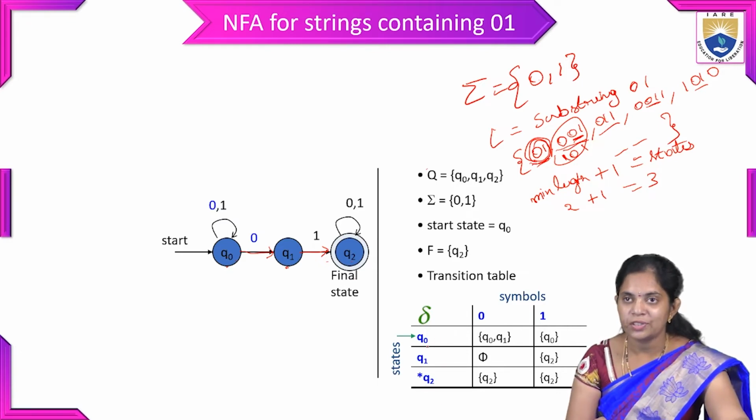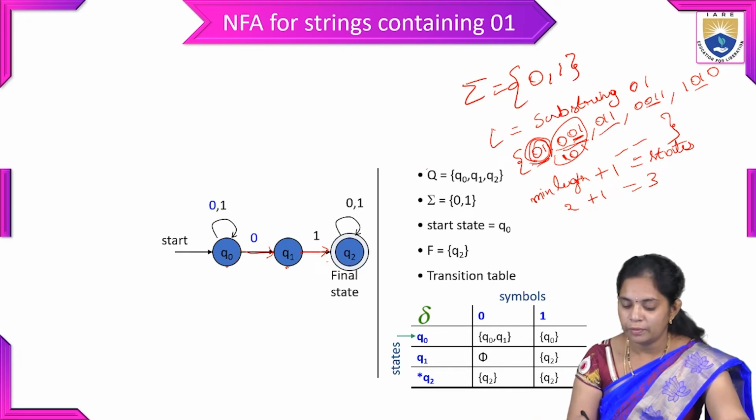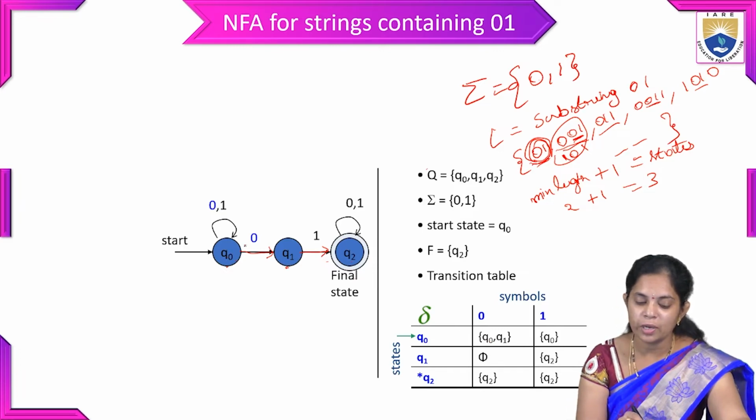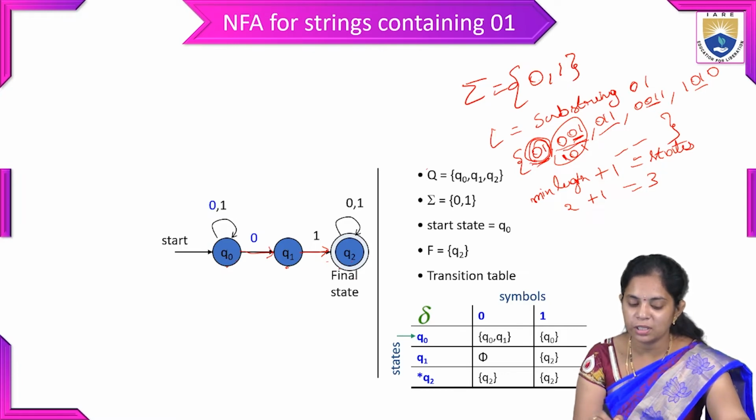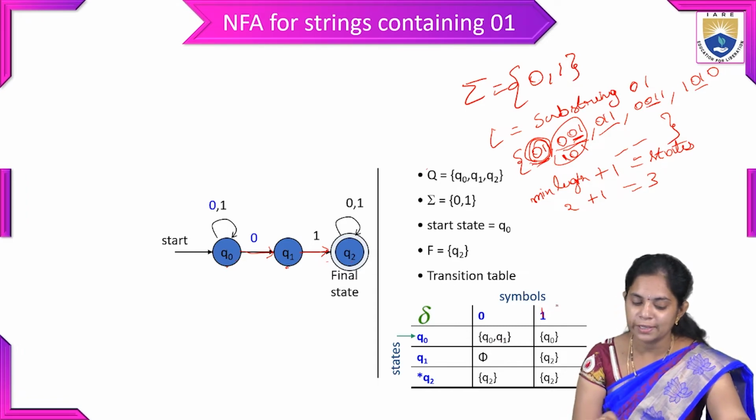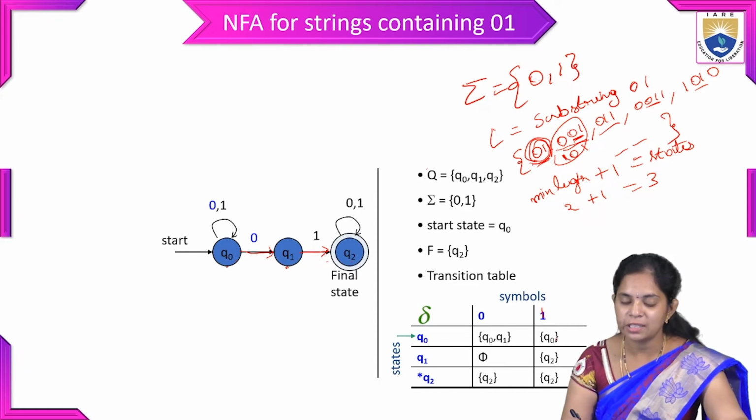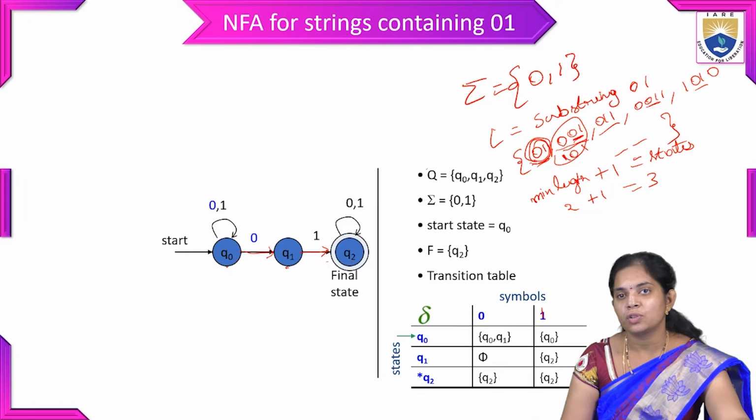From the starting state Q naught, we are giving the input symbols 0 and 1. For input symbol 0, how many states is it reaching? From Q naught on 0, it is self-looping, so it reaches Q naught and Q1, both states. Like that, from Q naught with 1 as input, it is reaching only Q naught. Like that, we have to construct a transition table for the NFA. Let's move to the next example.